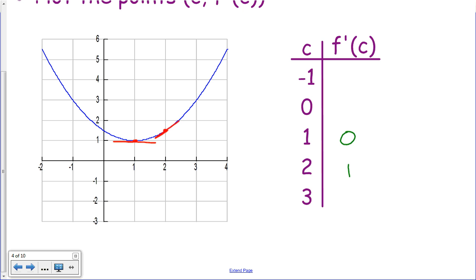Let's do the same thing at x equals 3. If I were to plot this point and then sketch the tangent line in there, I can see it's an even steeper slope at that point. And so it looks like the slope there may be actually equal to 2.